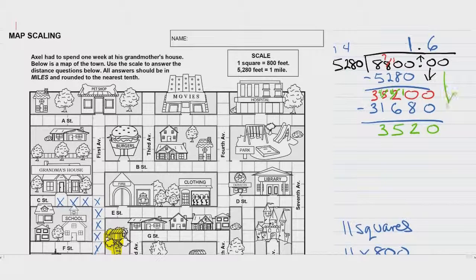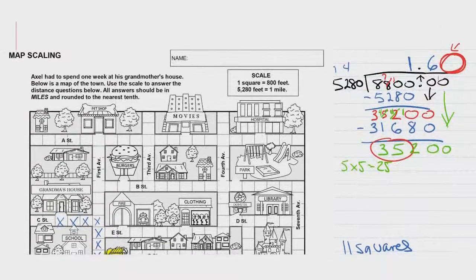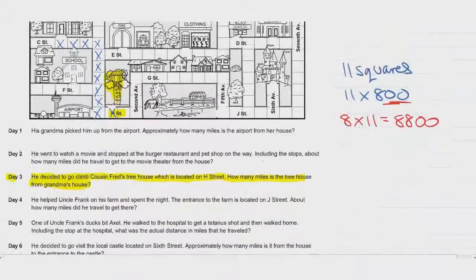We bring down this 0 right here, and we get 35,200. Now again, some of you might want to multiply and figure it out. But if you just ask yourself really quick, 5 times 5 is 25. And this number is a lot bigger than 25. We already know this digit right here is going to be bigger than 5. And your rounding rules tell us if it's bigger than 5, we need to round up. So instead of 1.6, it's going to be 1.7 miles. So the answer down here for day 3 is 1.7 miles.